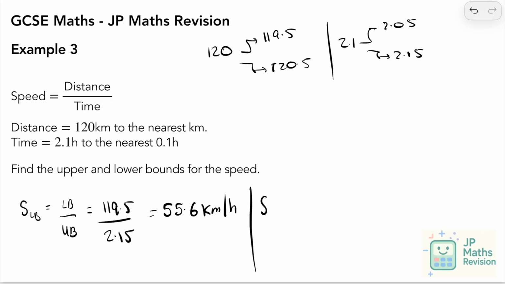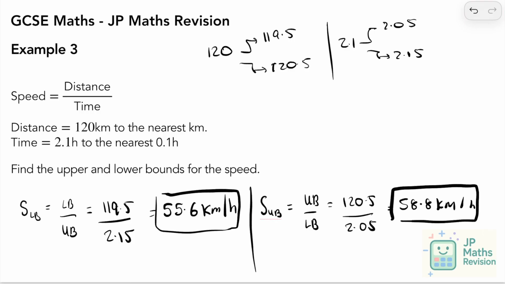And now to find the upper bound, to get the biggest possible number when we're dividing, we're going to divide the bigger number by the smaller number. So this time we're going to do the upper bound divided by the lower bound. So that is going to be 120.5 divided by 2.05, and that is going to be 58.8.